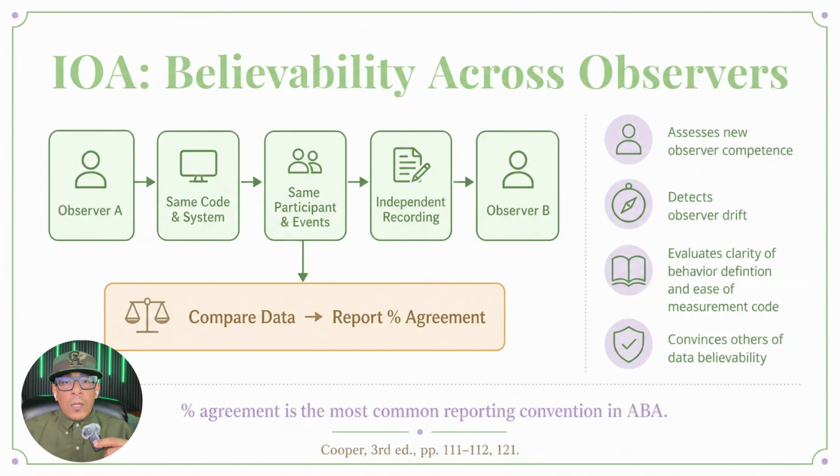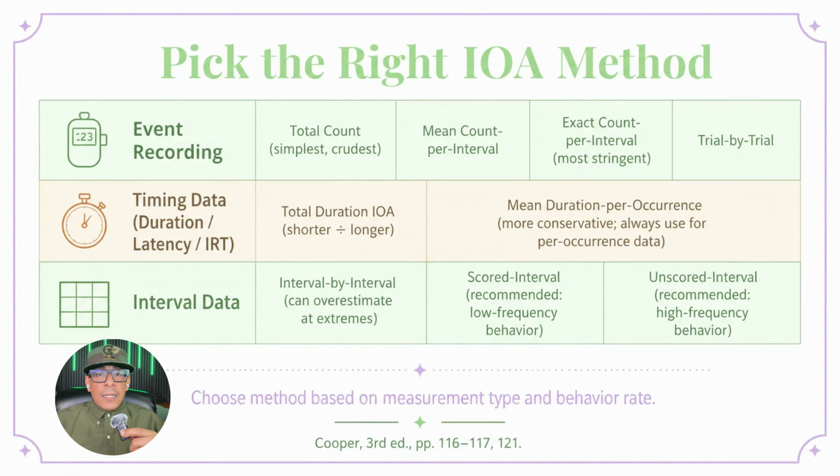Percentage of agreement between observers is the most common convention for reporting IOA in ABA. There are multiple IOA calculation methods, and each gives a somewhat different view of agreement and disagreement between observers. For event recording, IOA can compare the total count recorded by each observer, counts within smaller intervals, or each observer's count on a trial by trial basis. Total count IOA is the simplest and crudest event recording IOA method, and exact count per interval IOA is the most stringent for most event recording data sets.